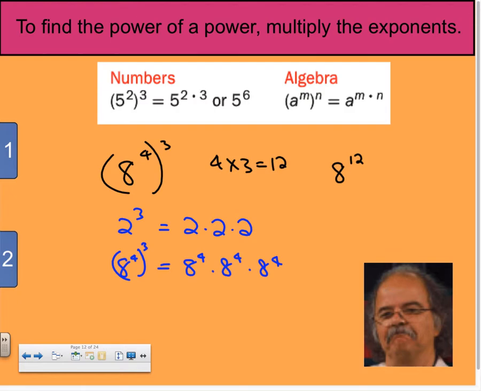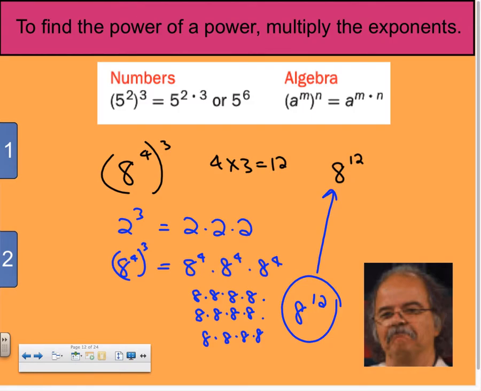Well, how can I rewrite each one of those 8 to the 4th powers? Cole? 8 times 8 times 8 times 8. Very good. That takes care of the first one. Then we have another 8 to the 4th power, which would be 8 times 8 times 8 times 8, and then another 8 times 8 times 8 times 8. So when I multiply that many 8s, how many do I have? 1, 2, 3, 4, 5, 6, 7, 8, 9, 10, 11, 12, which can be rewritten 8 to the 12th power. And if you notice, that is exactly what we got when we multiplied the exponents.